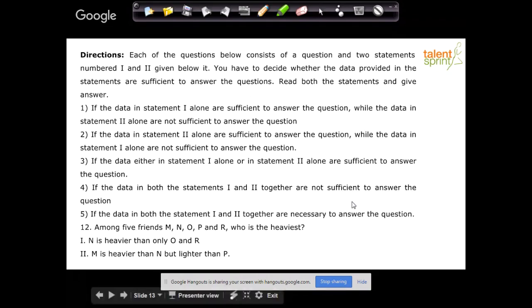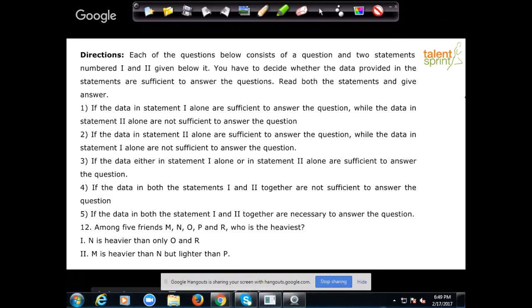Now, with this, let's move on to questions on data sufficiency. Like I was telling you, there will be two statements that will describe a situation to you, and we have to see whether that situation is enough for us to solve the question. Now, let us look at the question. There are 5 friends, and we have to tell who among them is the heaviest.